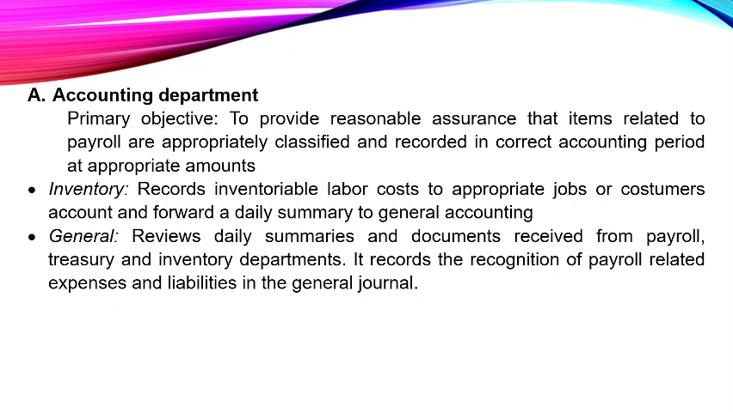Accounting Department. The primary objective is to provide reasonable assurance that items related to payroll are appropriately classified and recorded in the correct accounting period at appropriate amounts. The inventory records inventoriable labor costs to appropriate jobs or customer accounts and forward a daily summary to general accounting. General accounting reviews all summaries and documents received from payroll, treasury, inventory, and departments, and records the recognition of payroll-related expenses and liabilities in the general journal.